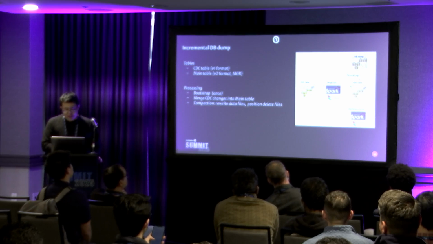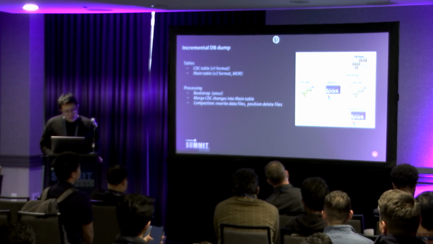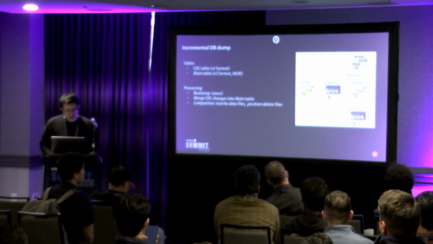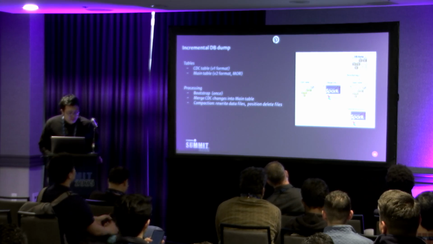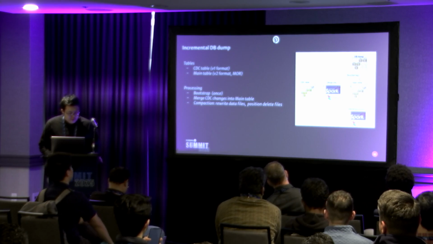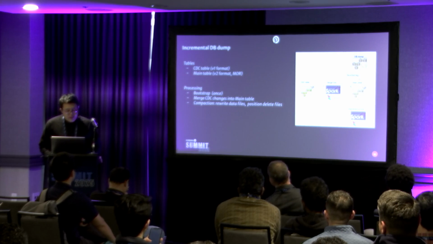The main table, you can think of that as the mirror of the table in the transactional database. We also have some other processing jobs that run once, for example Bootstrap. For compaction, we regularly run compaction jobs. For this incremental DB dump, something I want to mention is that for the main table, we are using the V2 format, and we're using the merge on read mode.